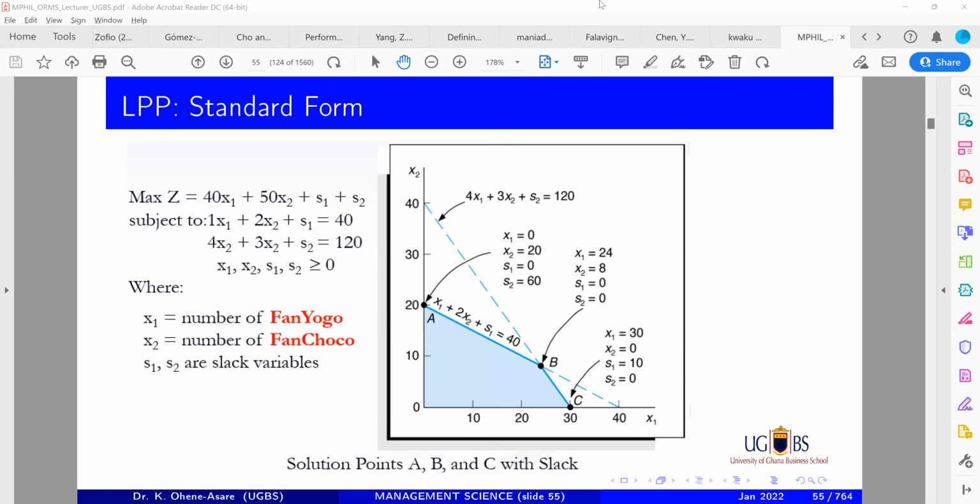Yes, sir. At the origin, S1 will be 40 and S2 will be 120. Excellent. Why did you give that answer? That's because at the origin, we are not producing any fan yogo or fan choco. So there will be maximum wastage. I like the word you use. There will be maximum wastage.